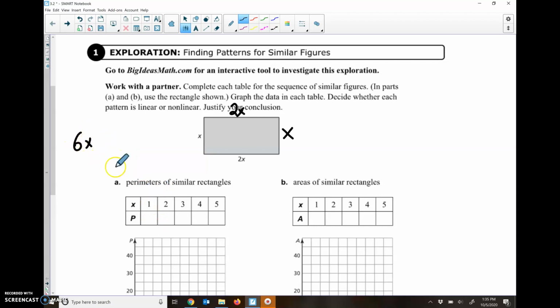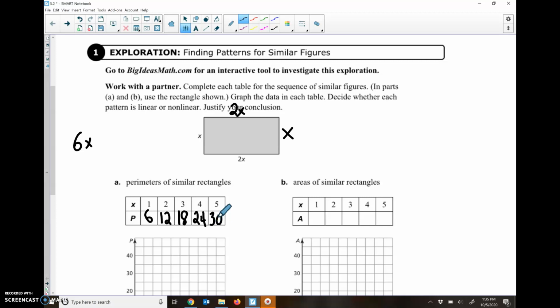So if x is 1, 6 times 1 is 6. If x is 2, 2 times 6 is 12. If x is 3, 3 times 6 is 18. If x is 4, 4 times 6 is 24. And if x is 5, 6 times 5 is 30.